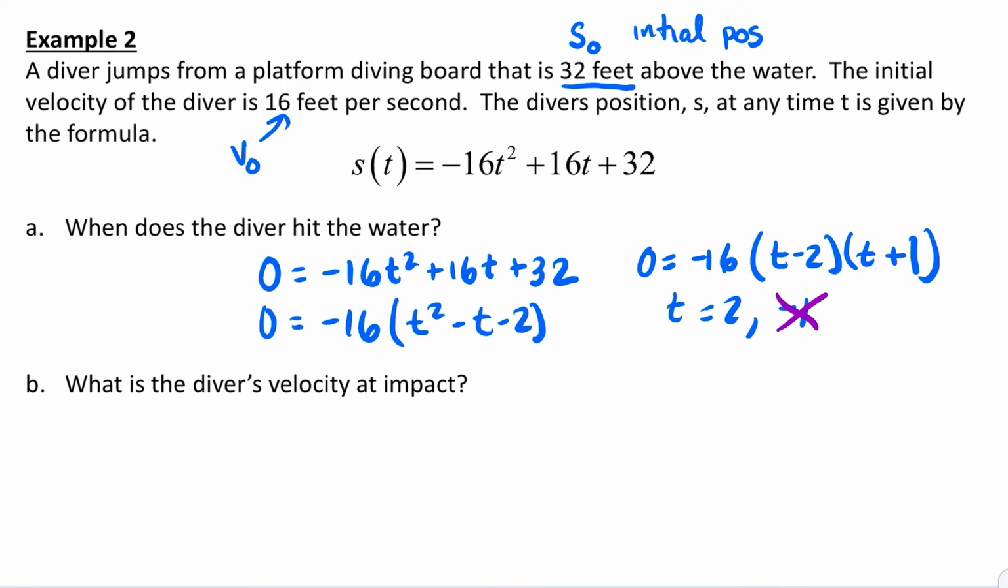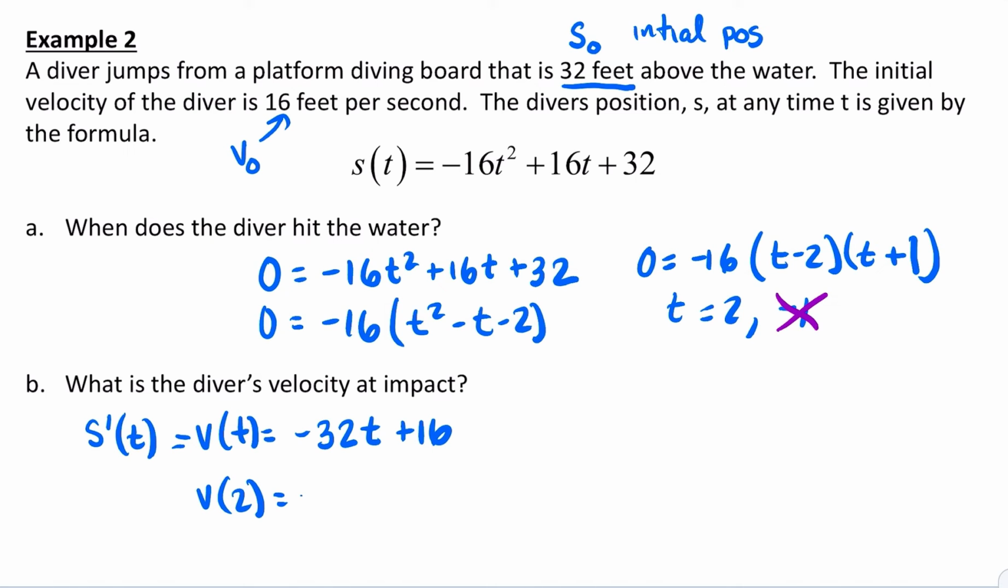What is the diver's velocity at impact? Okay, so we have to find our velocity function. Negative 32t plus 16. I plug in 2. So for my velocity, just remember, I took the derivative of position. I plug in 2. And I get negative 48 feet per second.